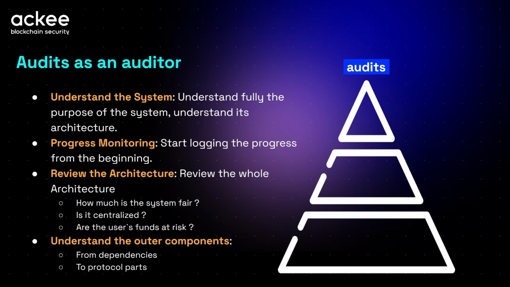So it starts from dependencies to protocol parts. We always need to understand not just the smart contract, but also the off-chain protocol parts, or even, as I was talking about, the employees in the company. This is again an important part because your system can be secure, but it can be vulnerable from inexperienced team members, for example.